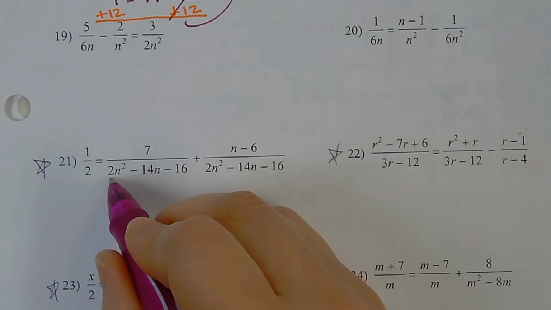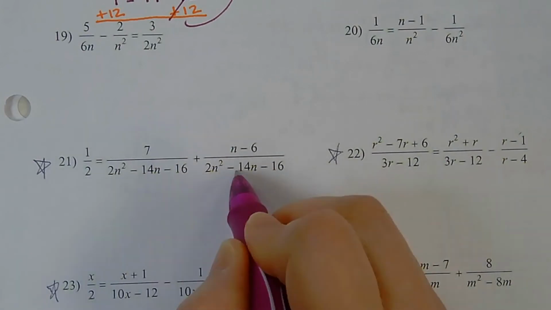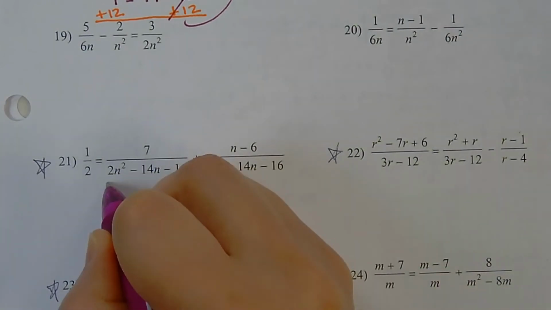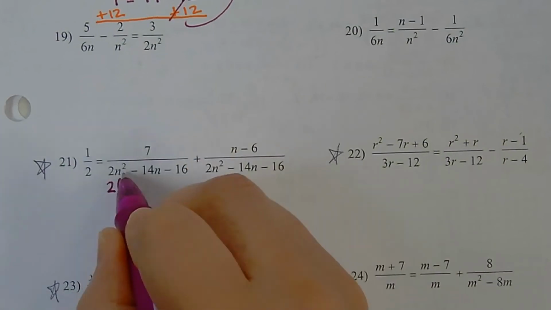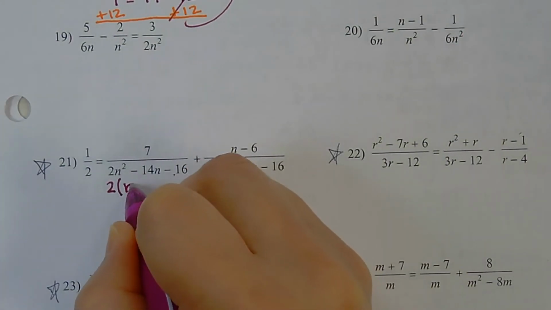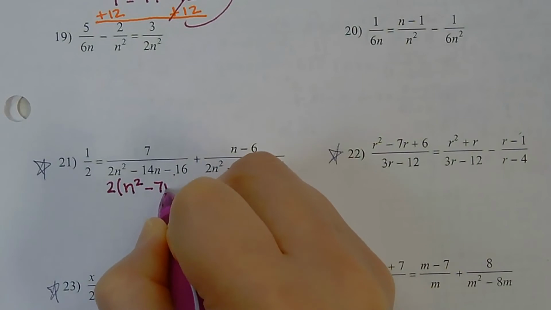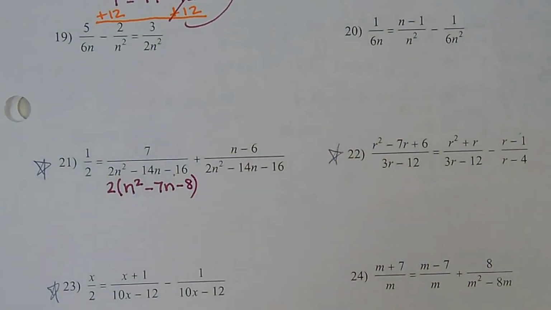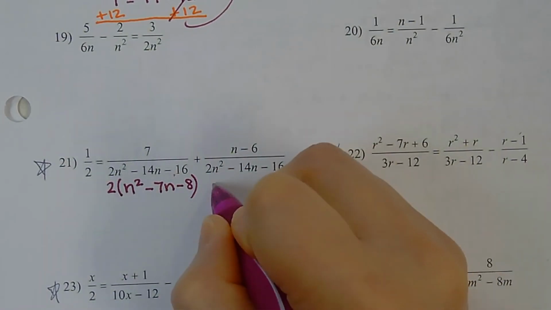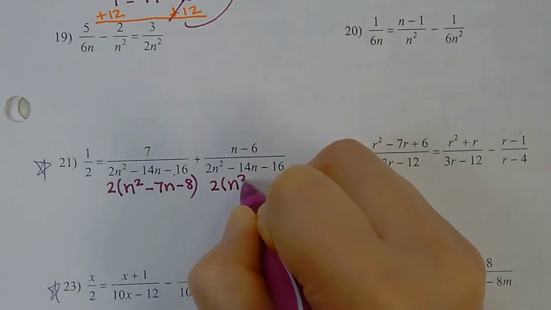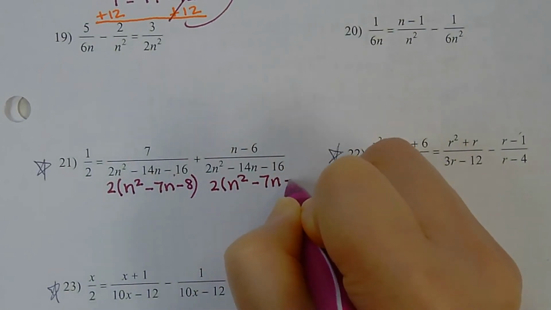The only thing I need to do here is factor out the GCF. I know that these two are exactly the same. I know that 2 goes into all of this, so the GCF is 2. I get n squared minus 7n minus 8. It's the same thing with this one: 2 times n squared minus 7n minus 8.